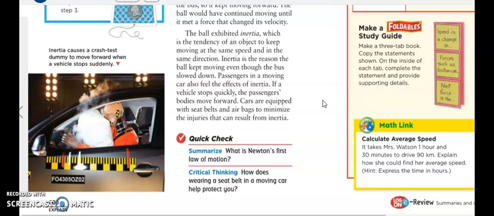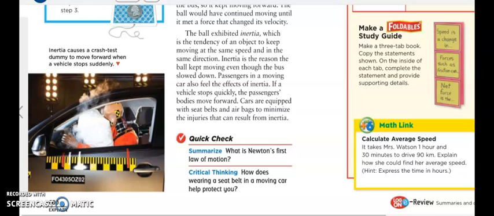Passengers in a moving car also feel the effect of inertia. If a vehicle stops quickly, the passenger's body moves forward. Cars are equipped with seat belts and airbags to minimize the injury that can result from inertia.